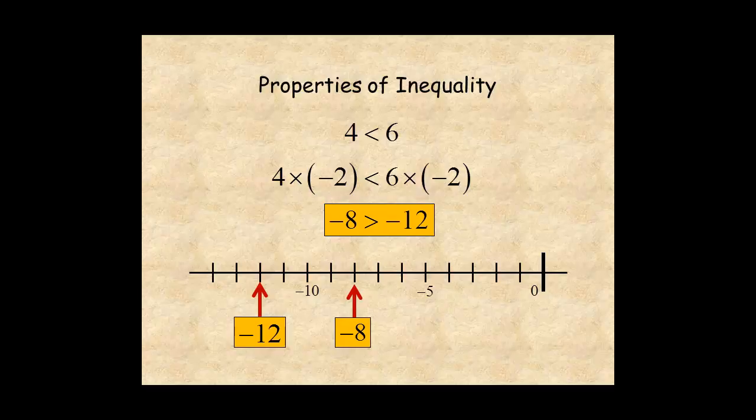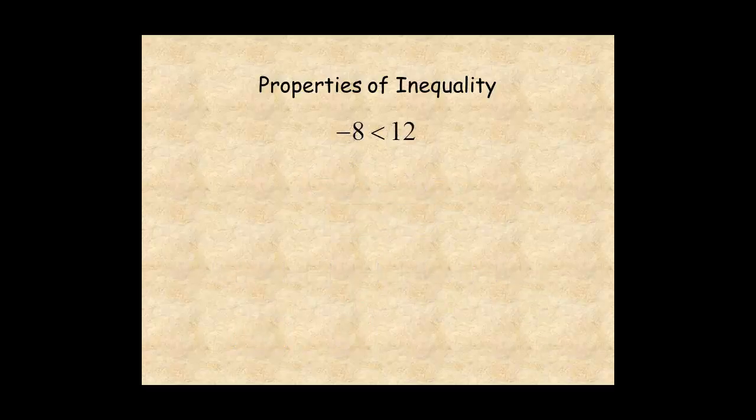So you can see when you multiply an inequality by a negative number, you have to switch the direction of the inequality in order to have a true statement. The same is true of division. If you start with the statement negative 8 is less than 12 and divide both sides by negative 2, you get 4 is less than negative 6, which is not true. You have to switch the direction of the inequality for the statement to be true.